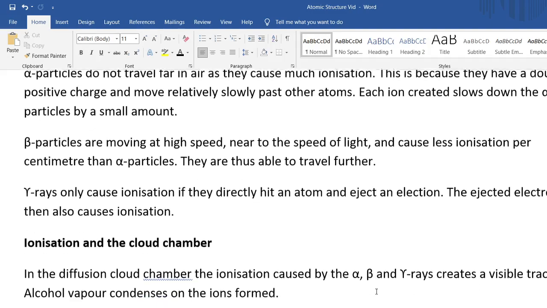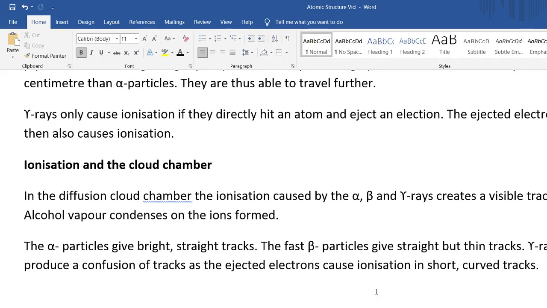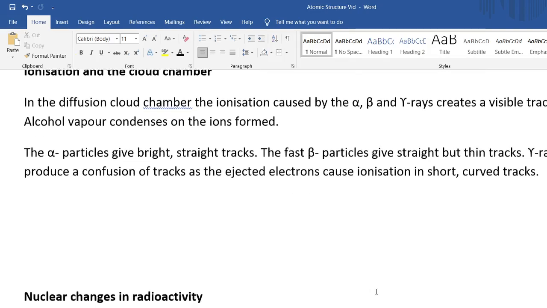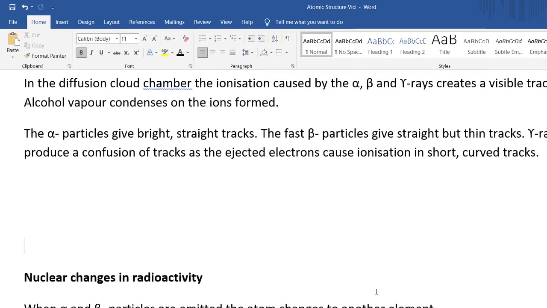In terms of ionization inside a cloud chamber, the alpha will produce bright straight lines because it's being ionized easily. The beta will produce curly lines that are not so bright, and our gamma will produce some squiggly lines. So you can make a note of that.